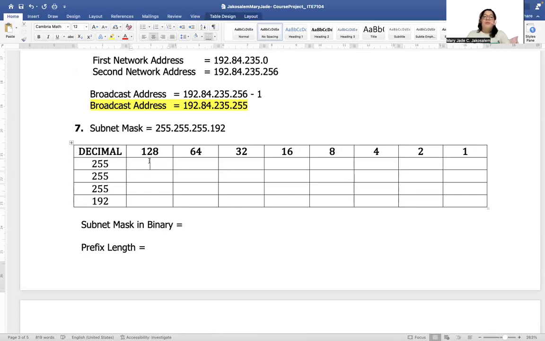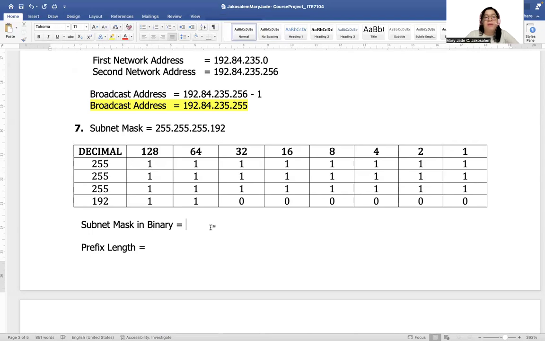So again, if it's 255, automatically we have 8 ones. So we have 8 here. Okay. Then let us just solve now for 192. Again, same process. 192 is greater than 128. So the answer here is 1. Then 192 minus 128 is equal to 64. So 64 is equal to 64. The answer here is 1. Then 64 minus 64 is equal to 0, meaning the rest of these will be 0.